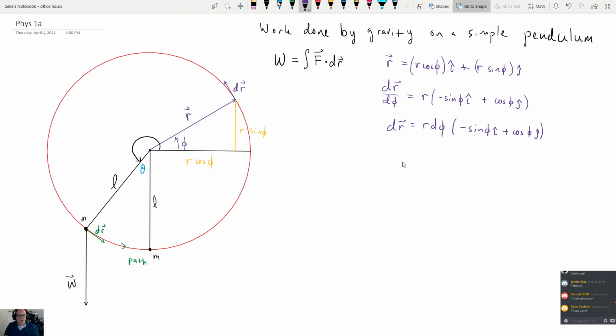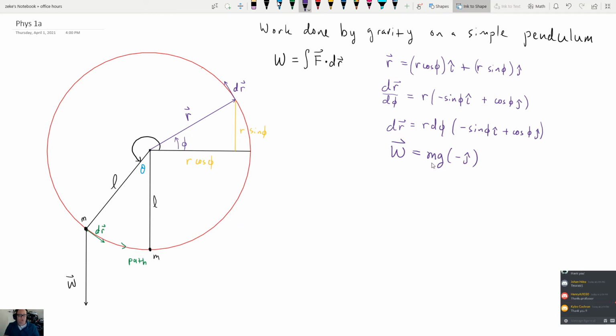Now, f, in this case, is the weight vector w, so we also want to write that one down. That one's easy. The weight vector is going to be equal to the mass of our object times gravity, that's the weight, and it always points in the negative j hat direction, right? All right.